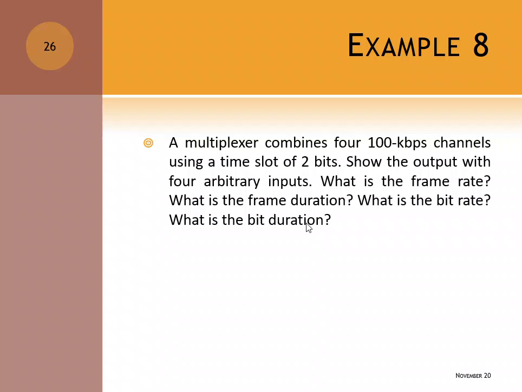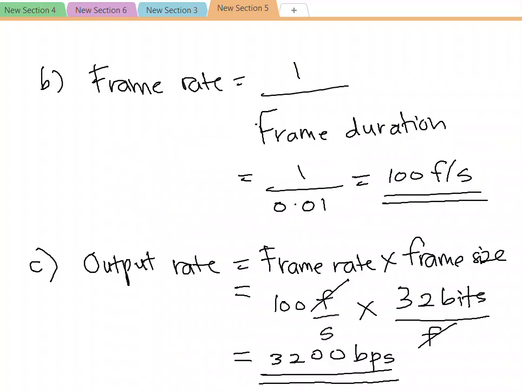Okay, so kalau you tengok soalan untuk multiplexing ni, dia sama je. Cuma dia berbeza dari segi nombor dan situasi yang dia bagi. Okay, kalau dari segi kita tengok analisa soalan, sama je, frame rate, frame duration, bit rate, bit duration. Itu sahaja biasanya yang ditanya. Okay, so let's try example 8. Okay, 100 kbps.